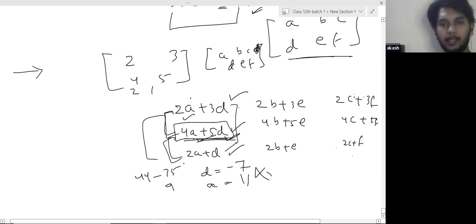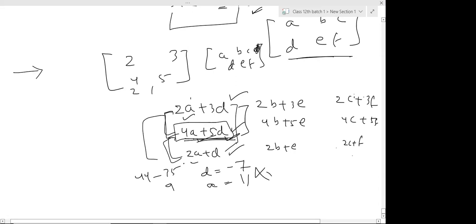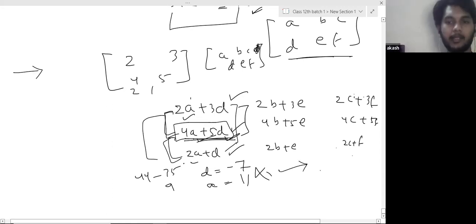This way you have to solve. You can take any two, it doesn't matter, but that answer must satisfy the third equation also. So in this question we'll write there is no solution for A and D, and you have to solve this for B, E, C, F also.